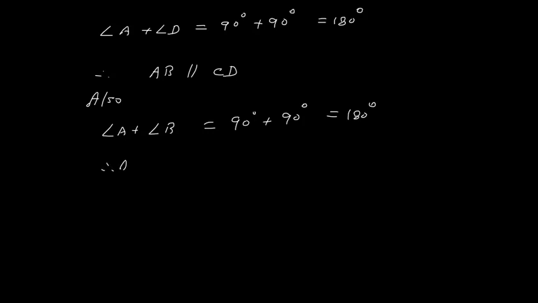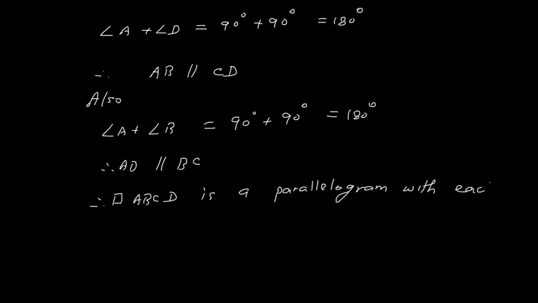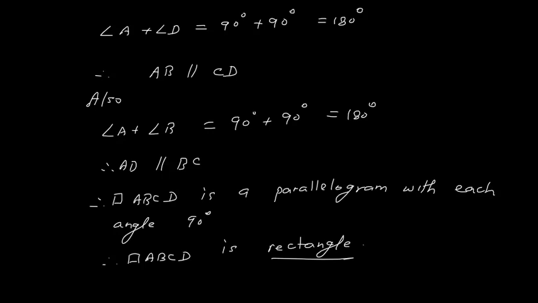Therefore your AD is parallel to BC. So therefore quadrilateral ABCD is a parallelogram with each angle 90 degree. Therefore this ABCD is a rectangle. I think this much you write. Okay, fine.